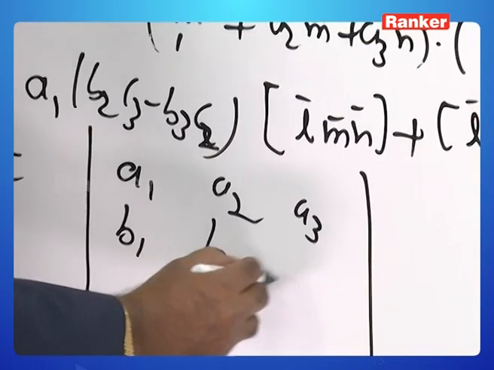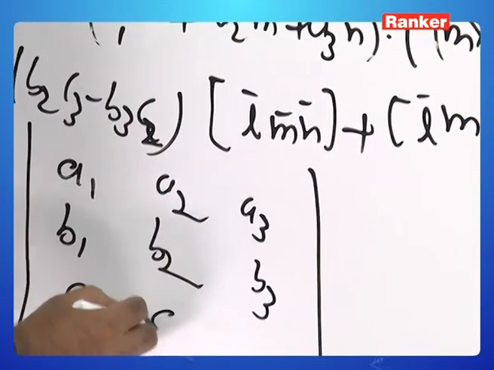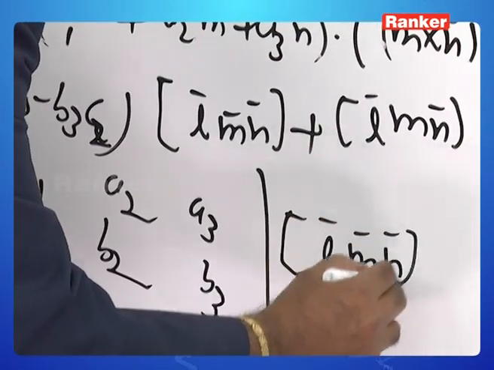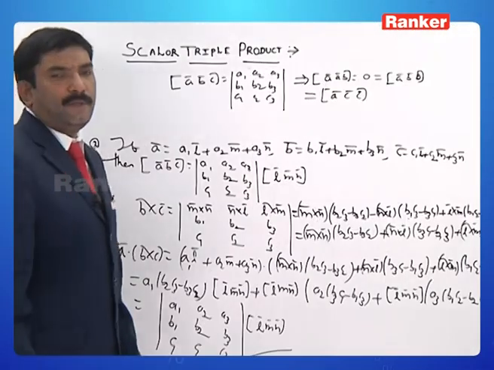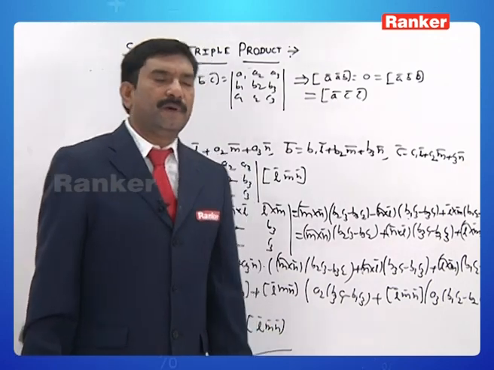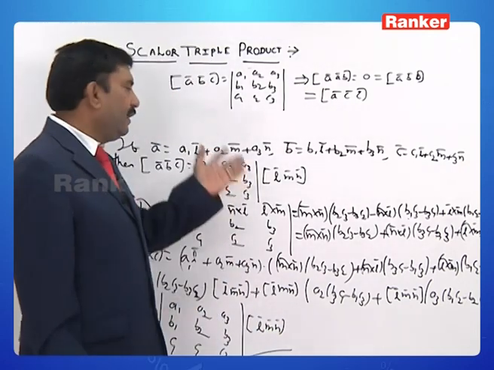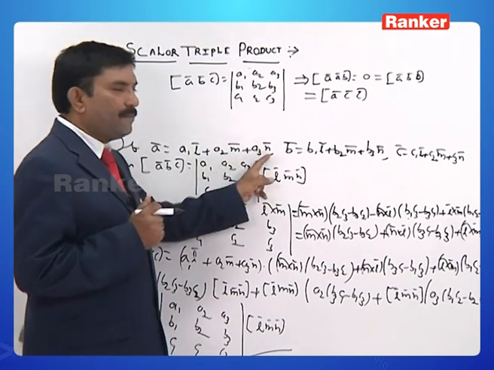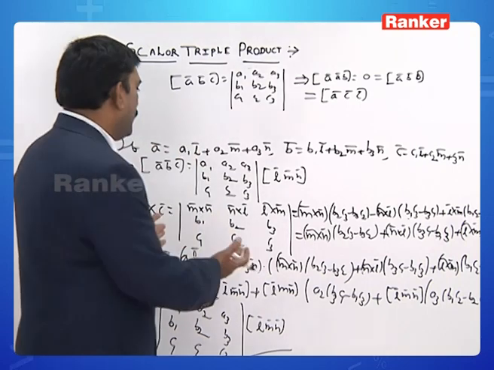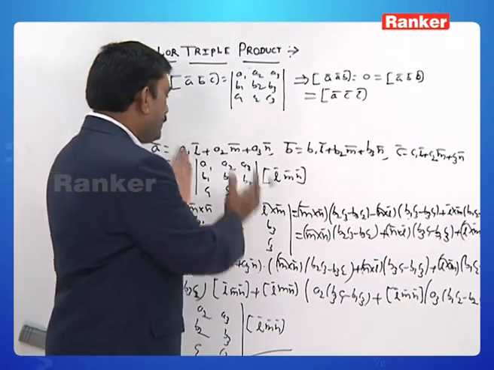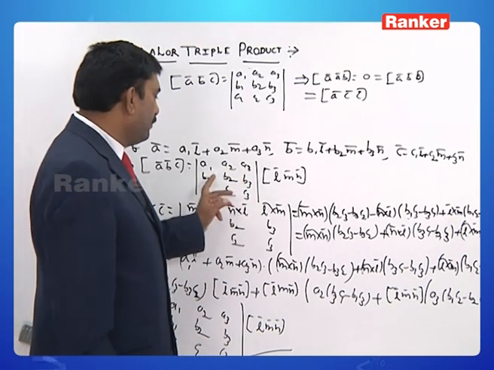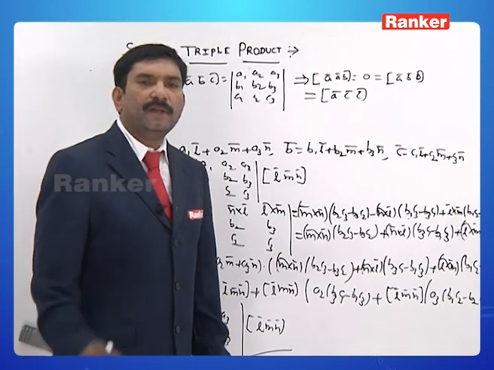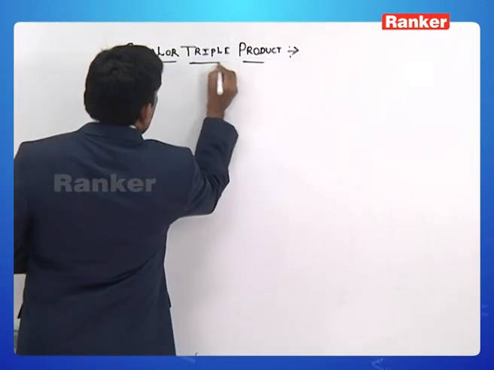B1, B2, B3, C1, C2, C3 into box of L bar, M bar, N bar. So therefore, hereafter, whenever the given vectors are expressed in terms of L bar, M bar, N bar, you can write the box of ABC is equal to determinant A1, A2, A3, B1, B2, B3, C1, C2, C3 into box of L bar, M bar, N bar. Right?